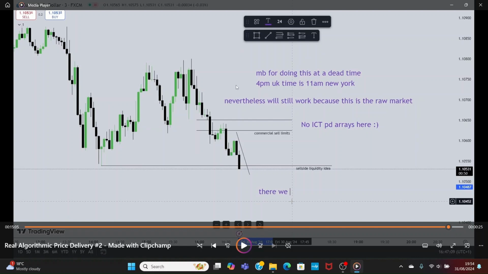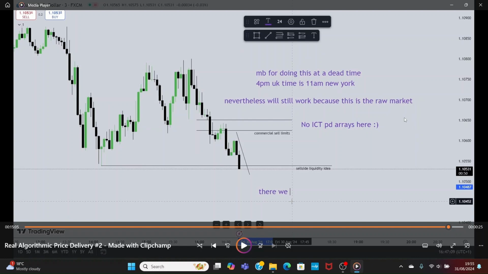What did I write here? My bad for doing this at dead time. Yeah, 4 p.m. UK time is 11 a.m. New York. As we know, in New York time, 11 a.m., nothing happens. It's dead price action. So I had to put like 7x speed on this. Literally. I don't know if you realized it or not, but yeah, it was sped up by like 7x. But we hit the target. And yeah, nevertheless, it will still work because this is the raw market.